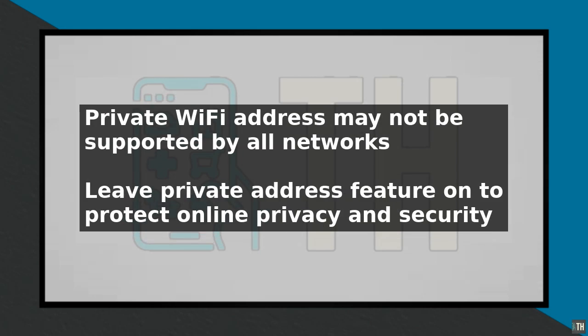Best practice is to leave the private Wi-Fi address feature turned on to protect your online privacy. However, if you are having trouble connecting to a specific Wi-Fi network, you may want to try turning off the private Wi-Fi address feature to see if it resolves the issue.